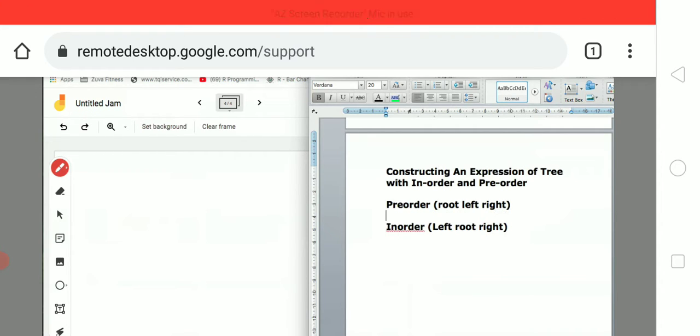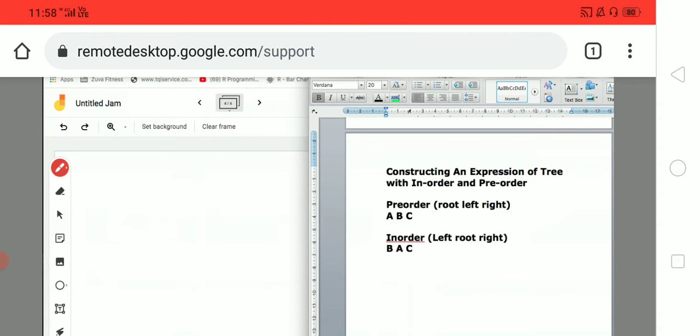Now I would like to take an expression, that is A, B, C. Here A is the root node, B is the left node and C is the right node. If we convert this preorder to inorder, first it visits the left, that means B, after that it visits the root, that means A, after that the right, that means C. In this way inorder visits each and every node.